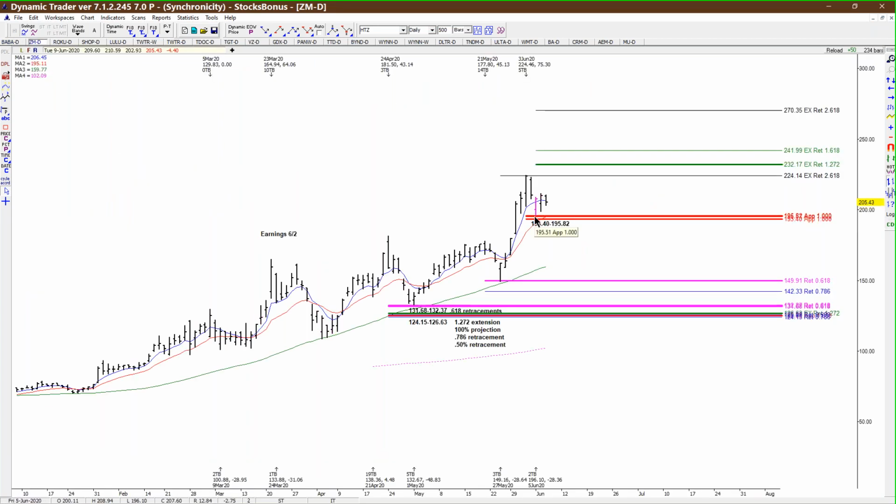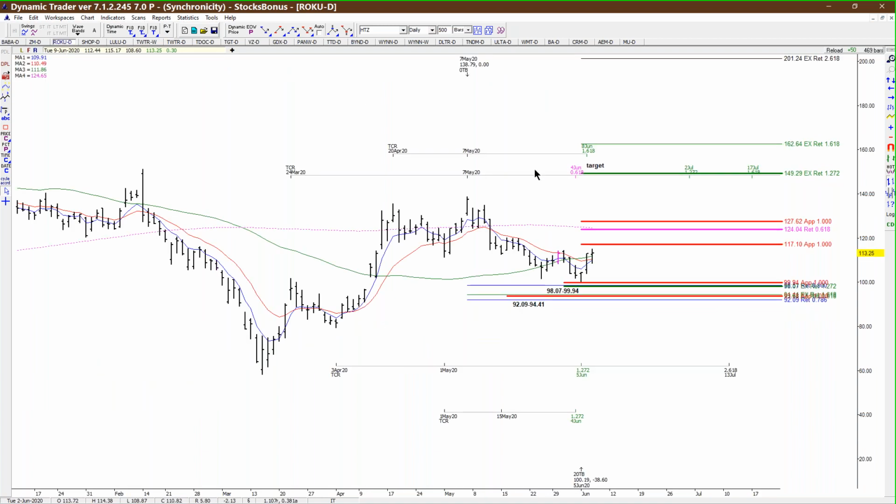ZM is still a setup right here. If we continue to hold above here, my target's 232. If we break underneath here, I'm wrong, at least on that setup. Roku. Roku had time and price at that low. It hit, it held, it triggered. Now the question is whether it continues to clear hurdles to meet a target, minimum target of 149.29.